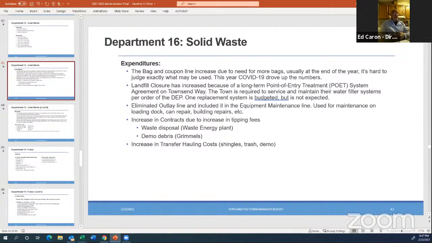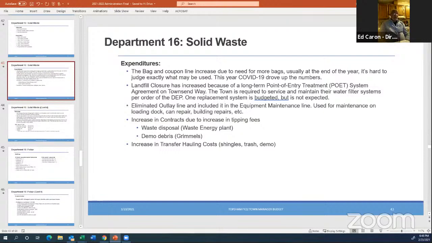The outlay line has been moved into the equipment maintenance line because we use it more for maintenance of the loading docks and our can repairs and building repairs. So we kind of included that in with our equipment maintenance line. So you might see that line go up, but that's because we've eliminated the outlay line that I had on there, which was 99.